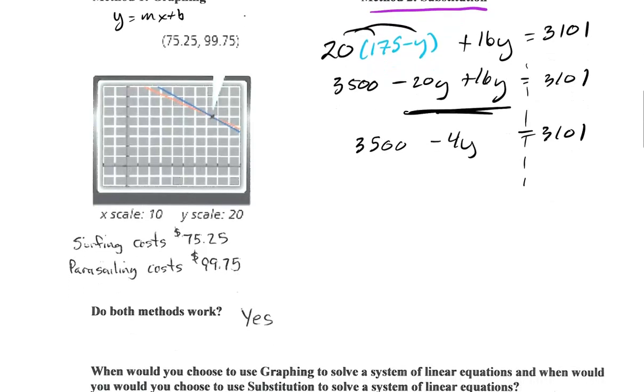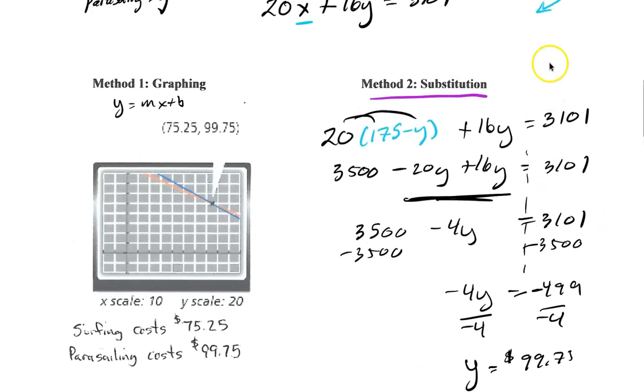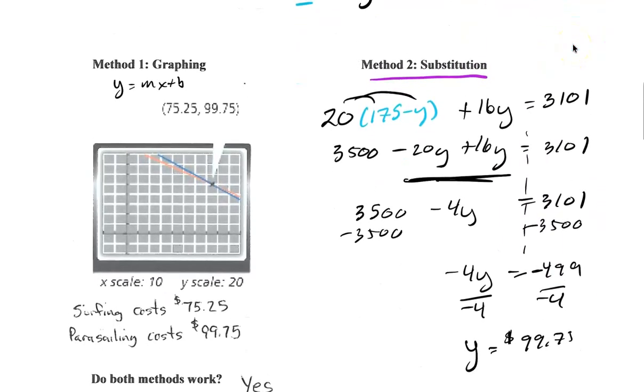And we're trying to get y by itself. So it's minus 3,500, minus 3,500. I get negative 4y equals, what was that, negative 499? I'm using a calculator. Divide by negative 4. And you get y equals about 99.75. Right? And then once you have your y, you can go back up to here, plug it in and find your x. So let's do that real quick.